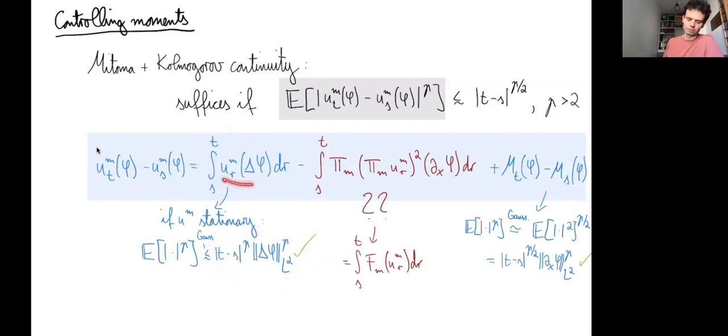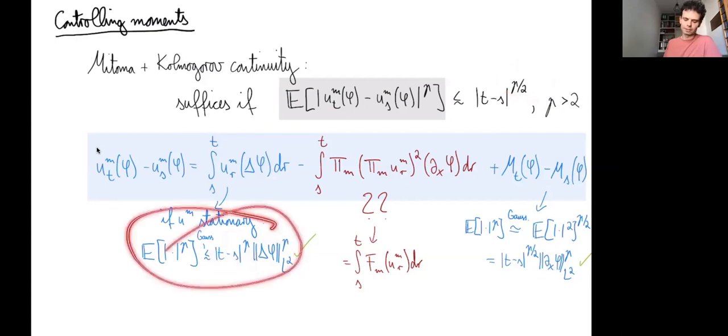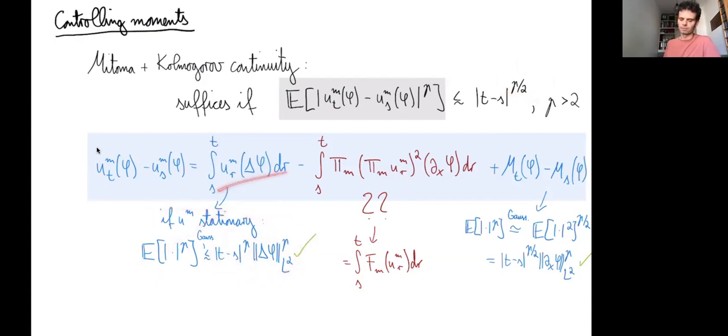So the L2 norm of this thing is, of course, by definition of the white noise, the L2 norm over the torus now of this kernel here. So the Laplacian of phi, second derivative of phi, and this is something which is finite. Here we have t minus s to the p, which is better than t minus s to the p half. P here can be anything, so this term is okay.